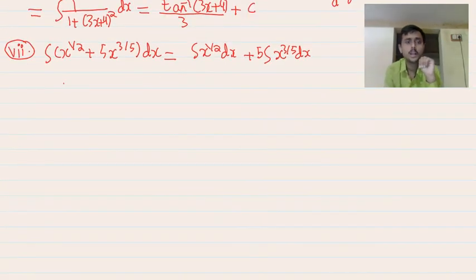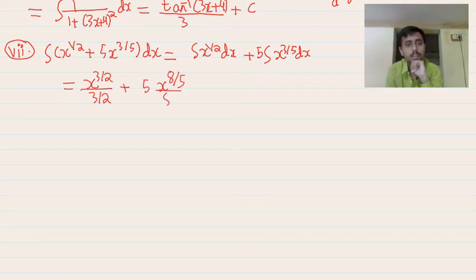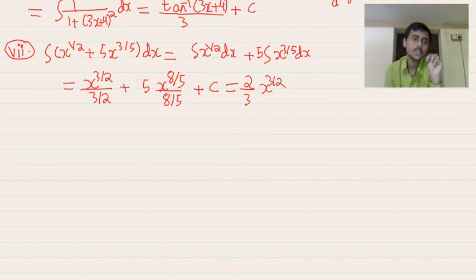So this becomes x to the power 3 by 2 upon 3 by 2 plus 5x to the power 8 by 5 upon 8 by 5, and as the integral sign is over, we will write a plus c. Now let's proceed. This becomes 2 by 3 x to the power 3 by 2. We had 3 by 2 in the denominator, so we will write the reciprocal, and the reciprocal is 2 by 3.